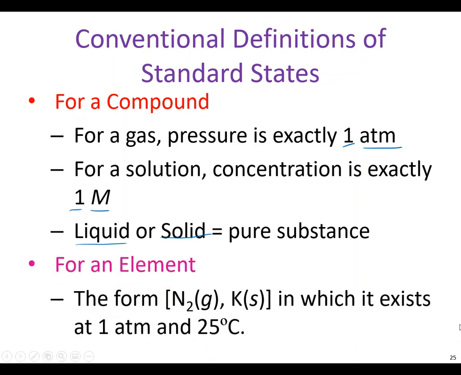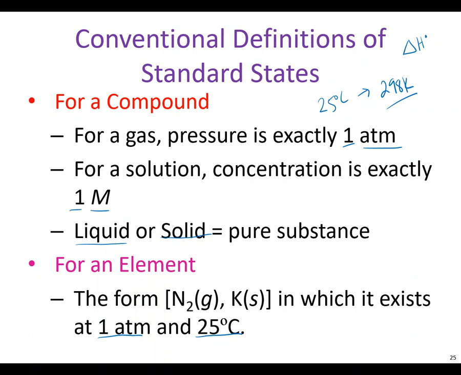For elements, we're assuming that they exist in their elemental form, whatever it is, at 1 atmosphere and 25 degrees Celsius. This also applies to the compounds, the 25 degrees Celsius part. And that's why you may have noticed that in the problems, it always references 298 K when you see the delta H with the little degree symbol. The degree symbol is designating that these are the values at standard conditions. And standard conditions are 1 atmosphere and 25 degrees Celsius.